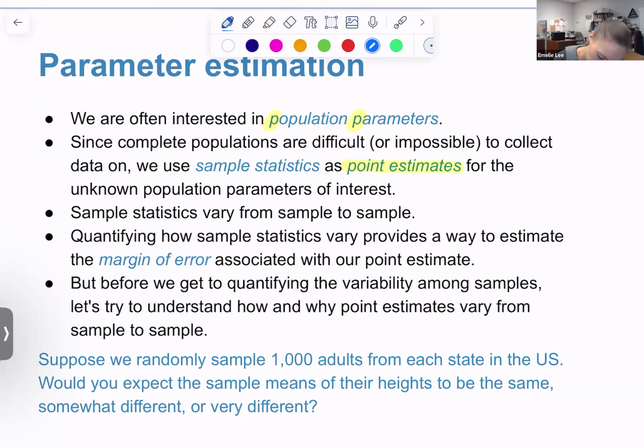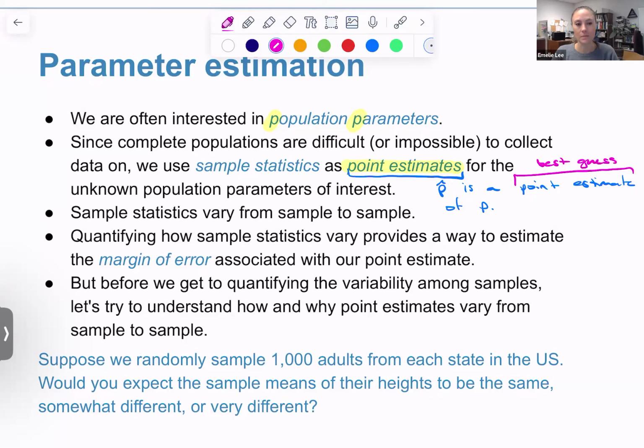So here, this means that p hat is a point estimate of p. Okay, it's my best guess. In fact, I'm going to write that here. The point estimate is my best guess at what p is.